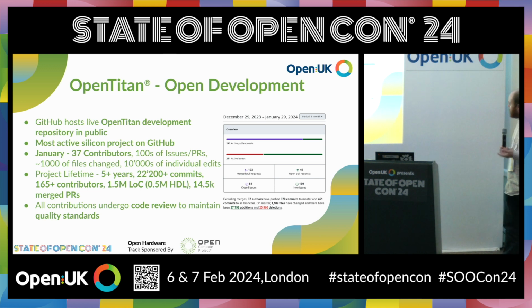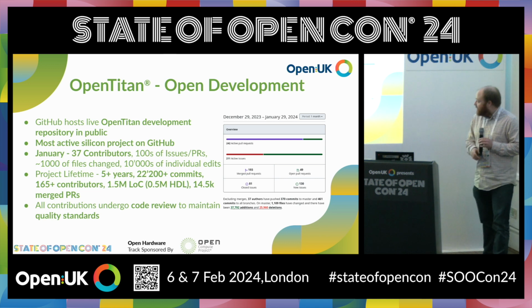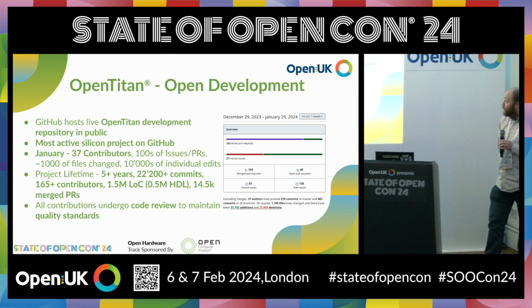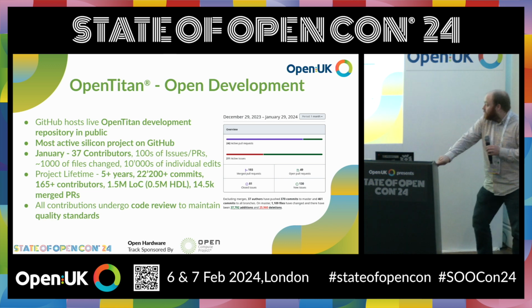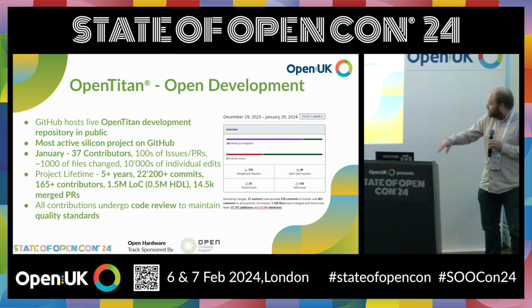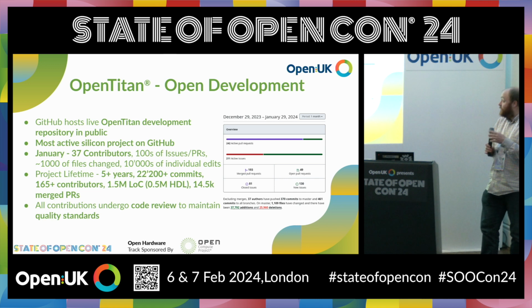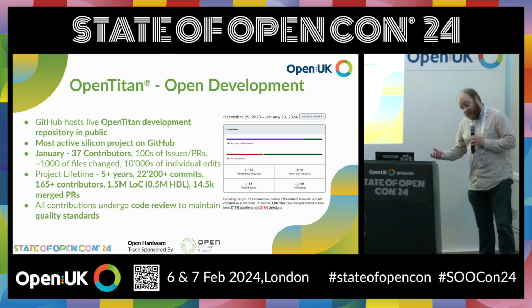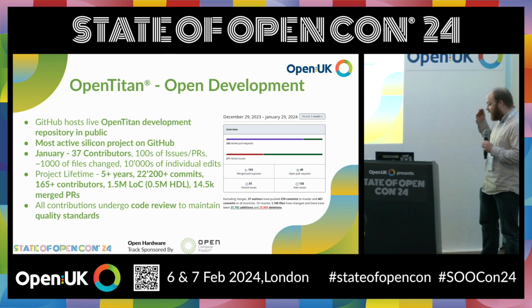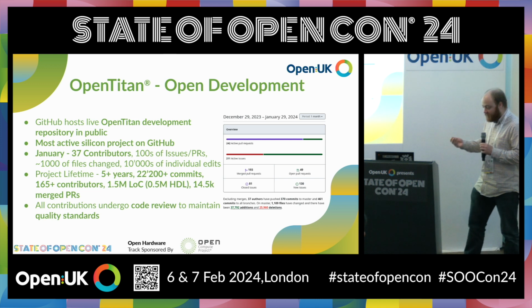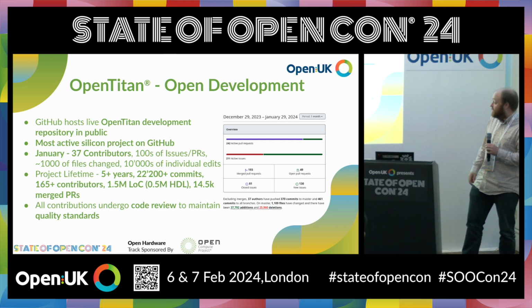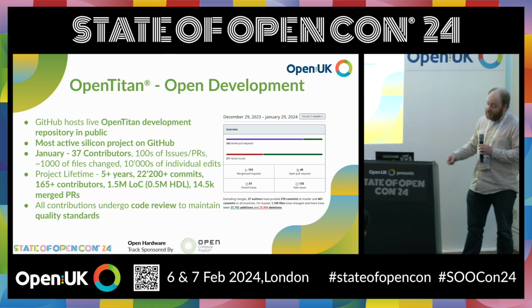I believe it's the most active silicon project on GitHub. On the right-hand side there, you can see roughly last month, a dashboard of activity. Hundreds of interactions across hundreds of issues and PRs, 37 contributors, over 1,000 files changed. Over the project lifetime, about 1.5 million lines of code in there, 20,000 commits, 165 contributors. So there's a lot of stuff that has gone into this. And OpenTitan is now a very mature project where all of our IP has reached a very high quality level of verification, suitable for a production tape out. And we utilize code review to maintain quality standards.